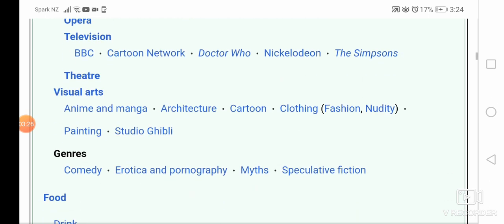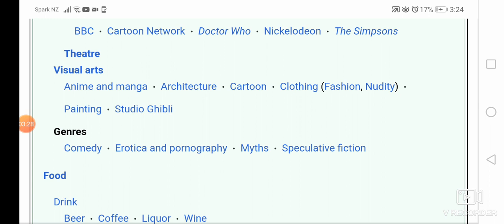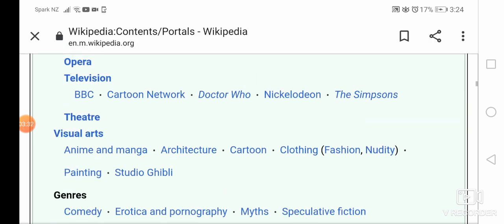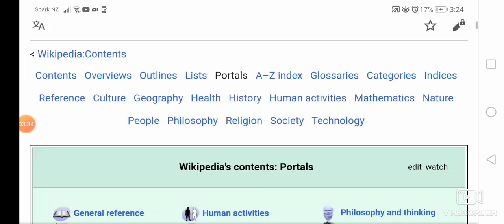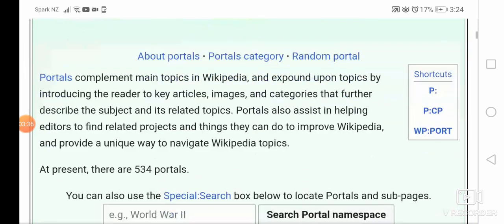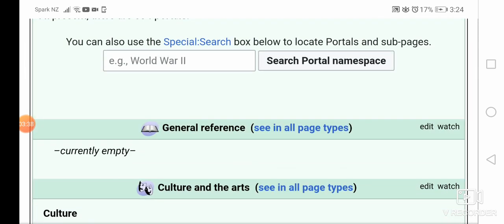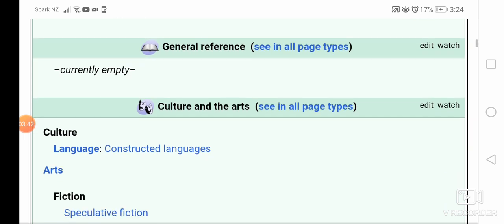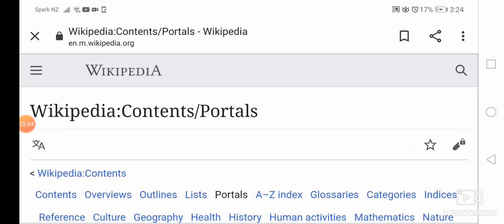What are we going into? Erotica and pornography. Interesting. I don't get it. What's that? And then down here, culture, constructed languages. I want to go back.